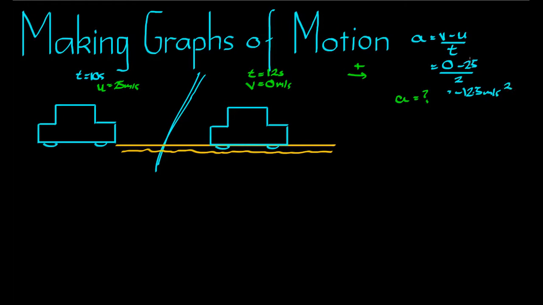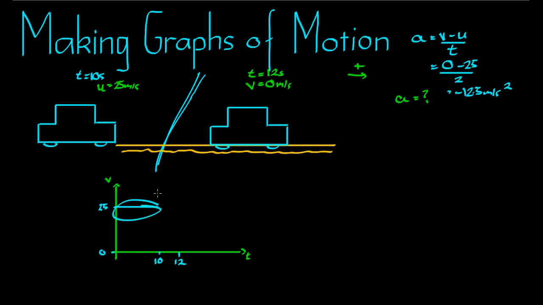But what I want to do is draw the graph of velocity and find the acceleration from there. So that's velocity on the vertical, time on the horizontal. The key times we're dealing with are 10 seconds and 12 seconds, and the key velocities we're dealing with are 25 meters per second and 0 meters per second. So for the first 10 seconds it was at a constant velocity. That means we have a straight line here.